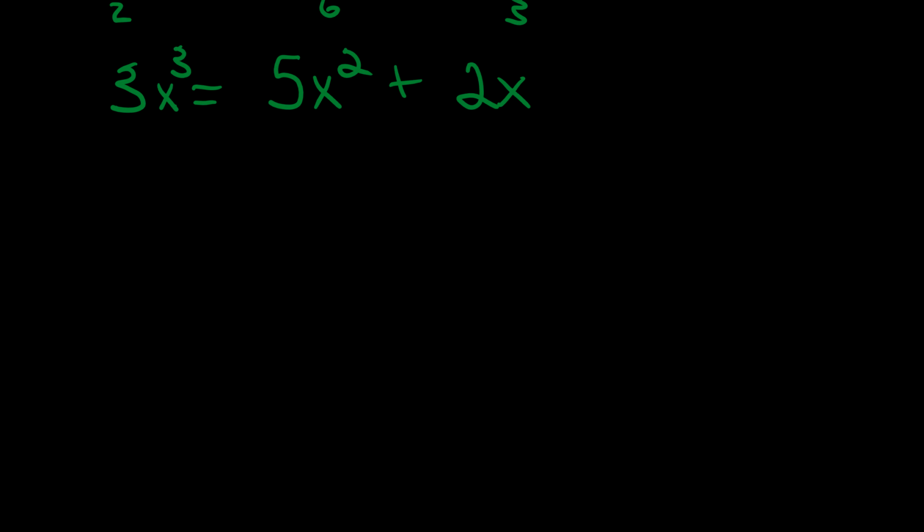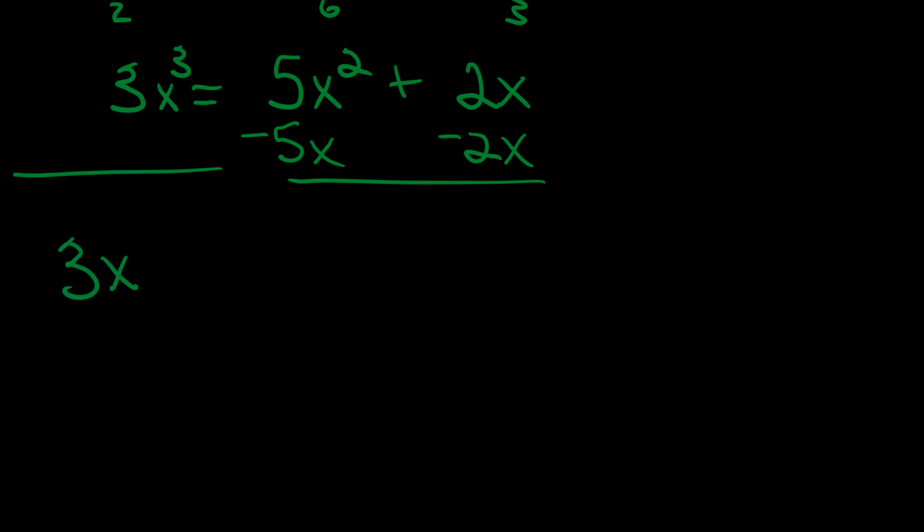I want to get all this equal to 0. So that means I'm going to subtract 5x squared and subtract 2x from both sides. All right, so that'll mean my left side's going to be 3x cubed. And if I'm subtracting 5x squared, that would be minus 5x squared minus 2x. And now it's all going to equal 0. I brought these two guys over to the left, so there's nothing on the right-hand side. And this is where I'm at now.